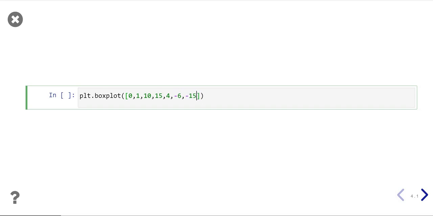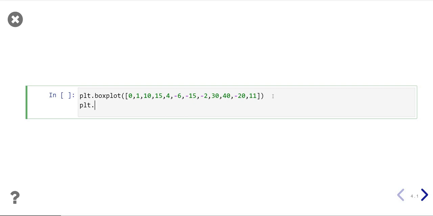Let's put in a few negative values, whatever. It can be from positive to negative values, not a problem. Put extreme ones also. Just put whatever value that you want, not an issue. Whatever range of values you put, it will plot. Then you use the plot show. This is the same as before.